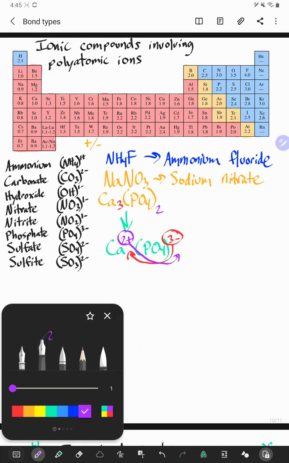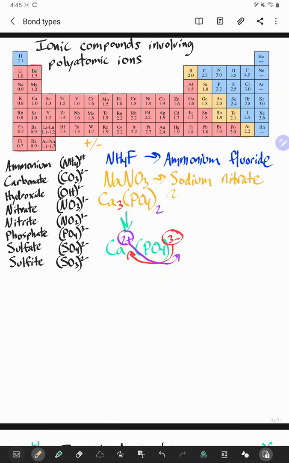Now, how do we name this? This should be a little bit easier than figuring out how many of each we need. So let's see. We have calcium and phosphate. So I think a pretty good name for that would be calcium phosphate. Again, when the anion, the negatively charged ion, is a polyatomic ion, we just write the whole name. So calcium phosphate.